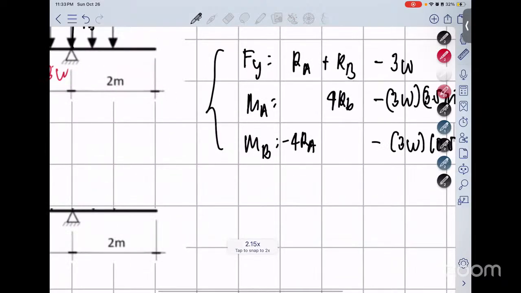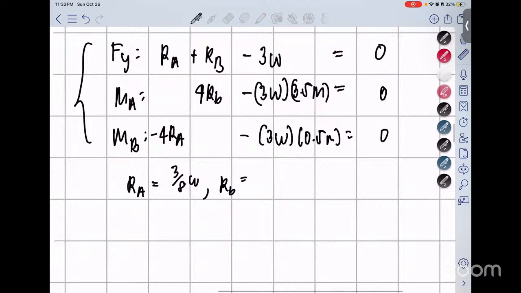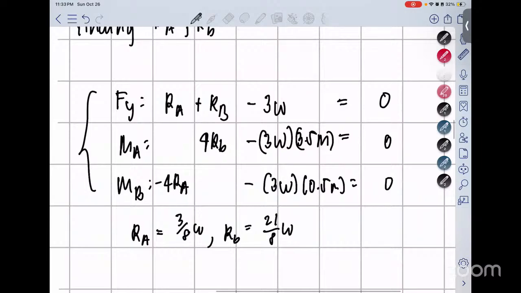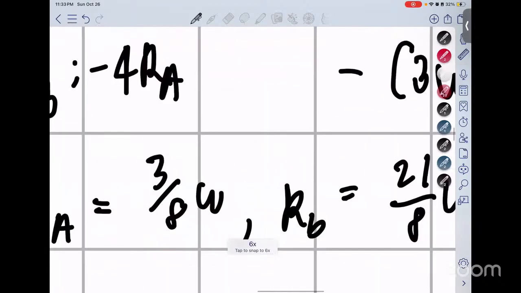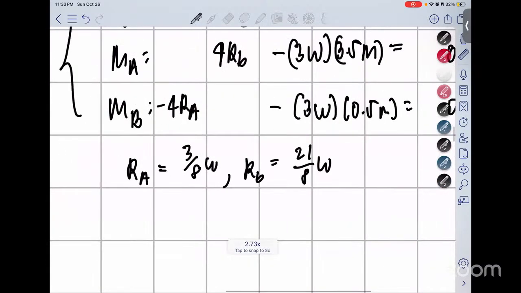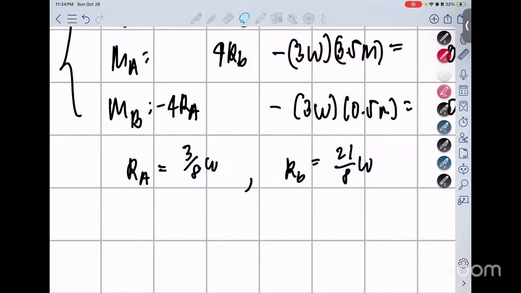So this gives us RA is equal to 3/8 W, and then RB equals 21/8 W. Sorry, omega pala yan. I guess just to note na this is quote unquote in like may dala tong meters na, because you used meters to get this, so technically may meters yan somewhere. This is just important for later.